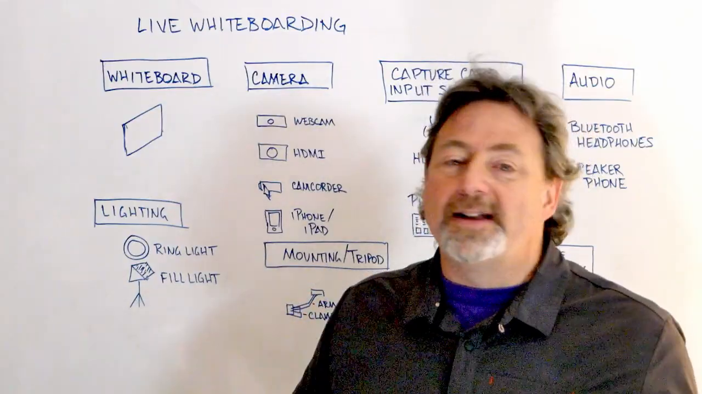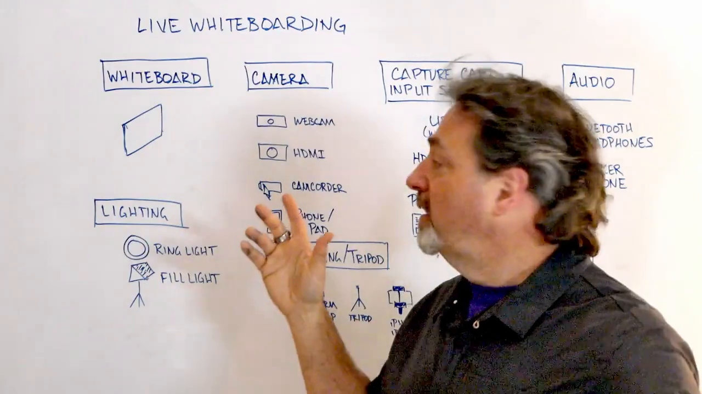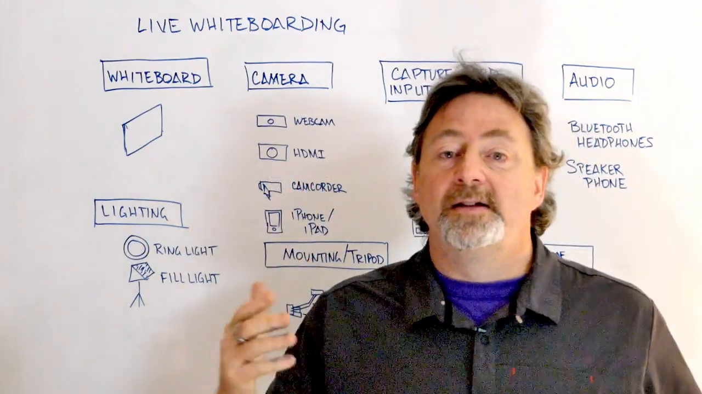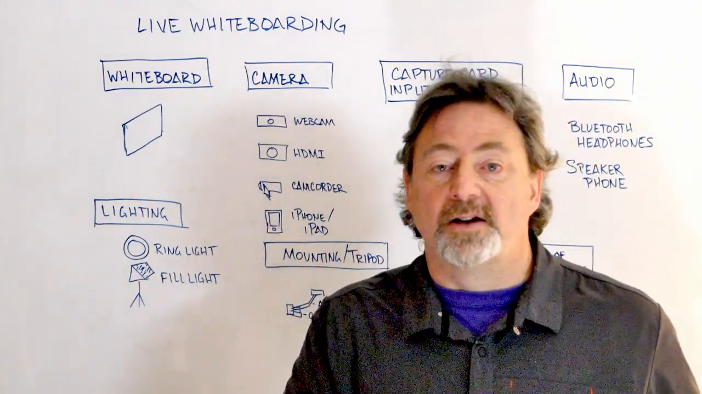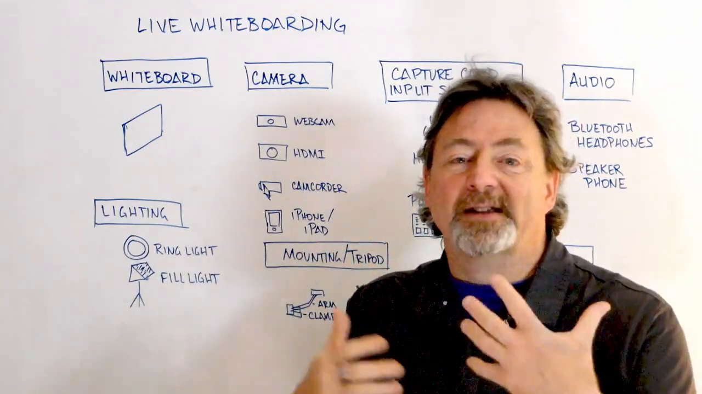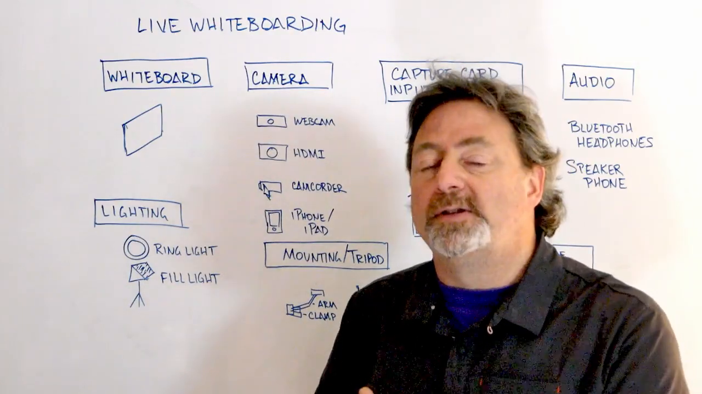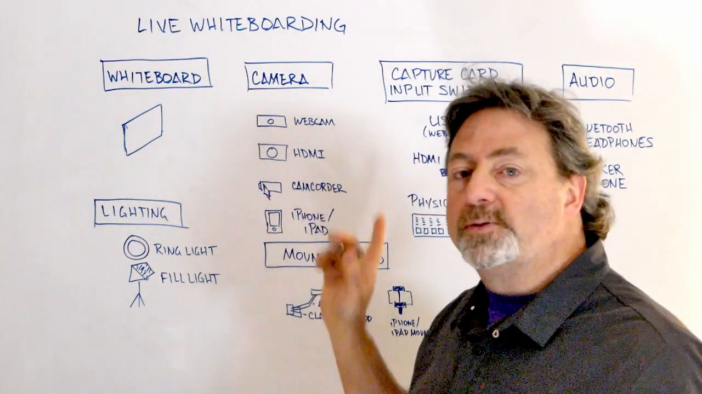Depending on how you want to do this, a camcorder is going to give you a fixed focal length and HDMI. A mirrorless or DSLR camera is going to give you some more ability to do focusing, a little more depth of field. There's some other things you get, but it's really up to you which one you want.